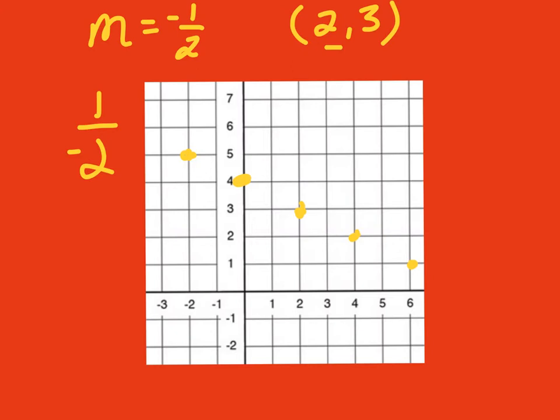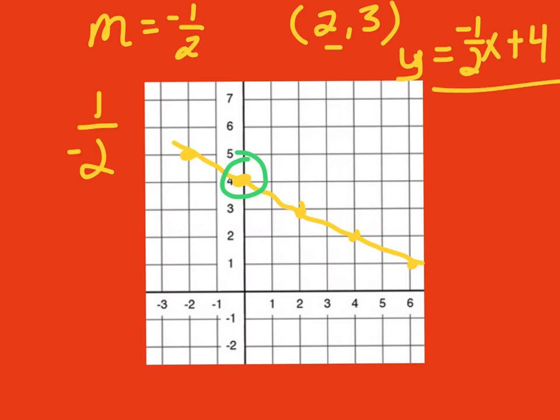Now I can draw my line, and it's a really squiggly line, isn't it? My y-intercept is at +4. So my equation is going to be y equals -1/2 x plus 4. And that's it. We'll be good to go.